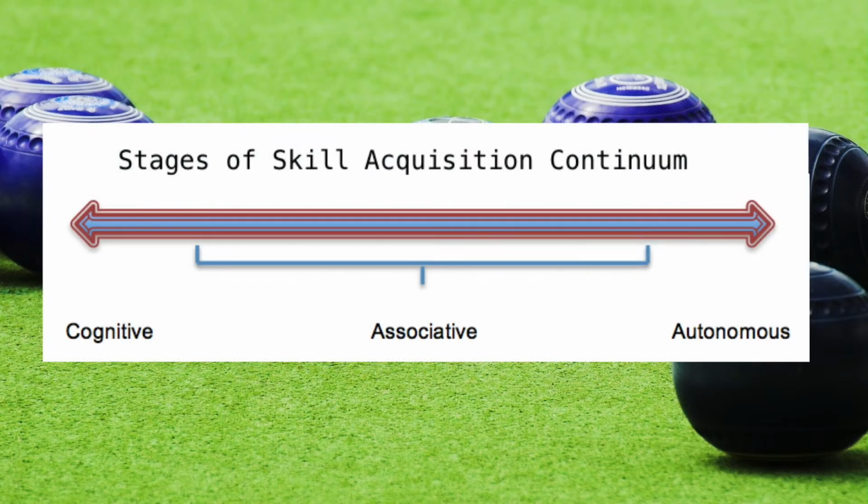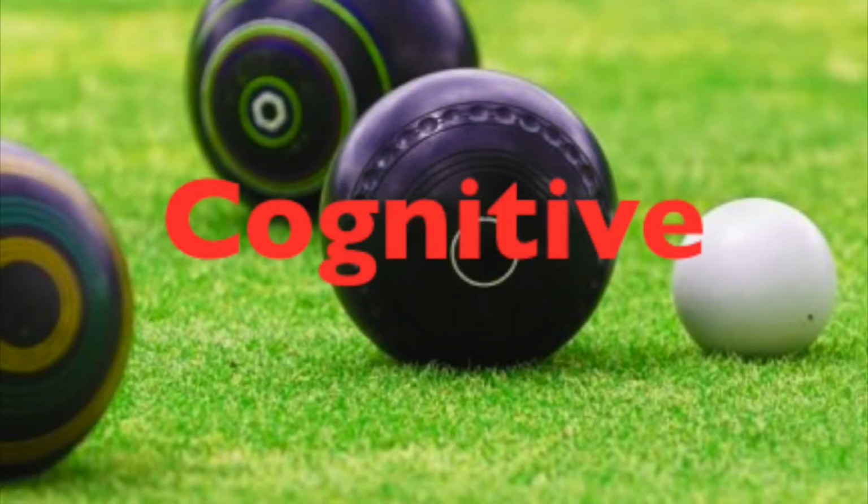We can classify skill acquisition in stages: cognitive, associative, and autonomous. The cognitive stage is the beginner stage of skill learning. This can be recognized as the stage where the skill, in this case lawn bowls, is performed slowly and frequent errors are made. At this stage, there is little flow in the technique, release point, and stance as the athlete begins to attempt to imitate their coach's action.